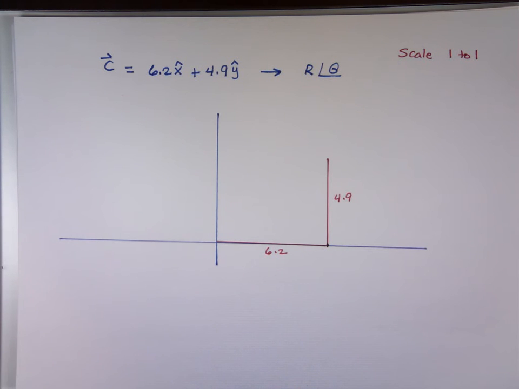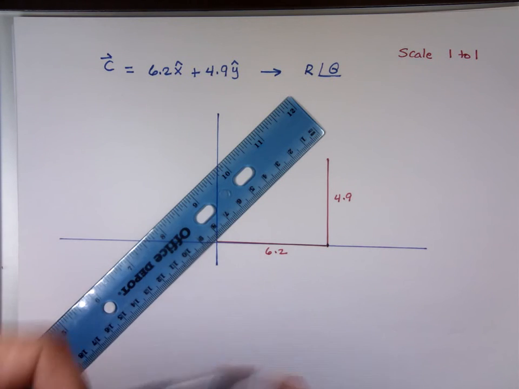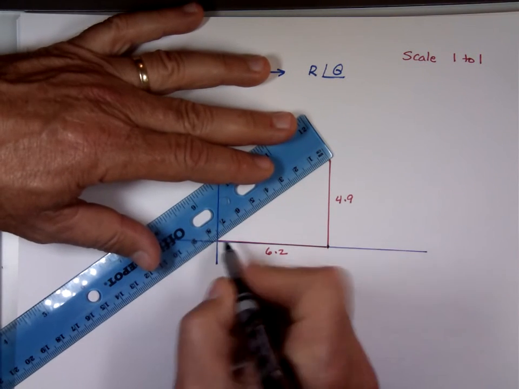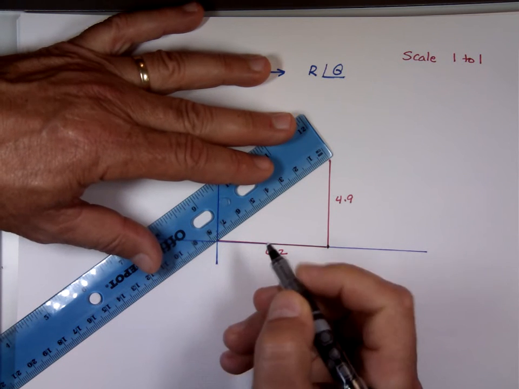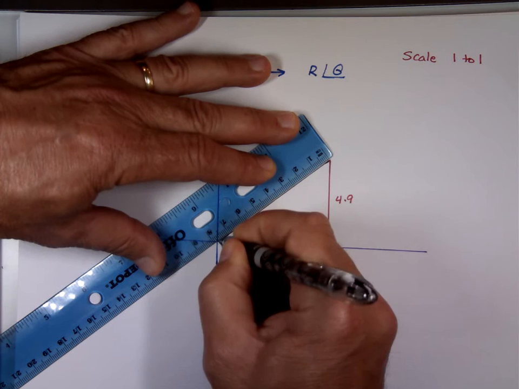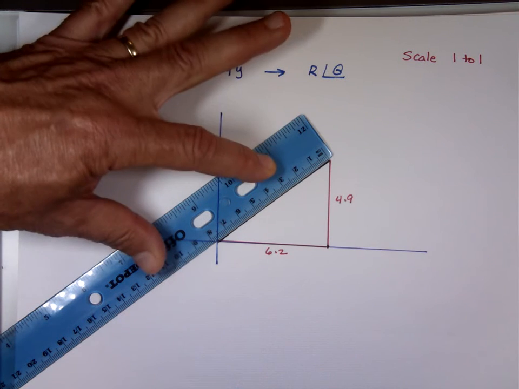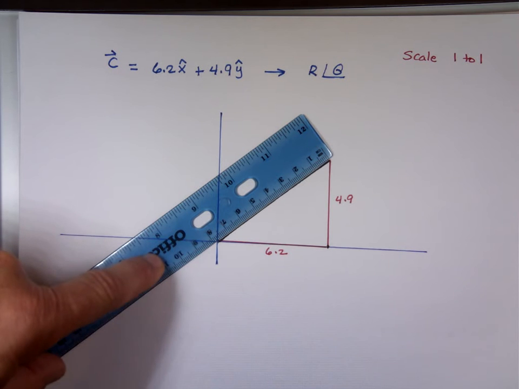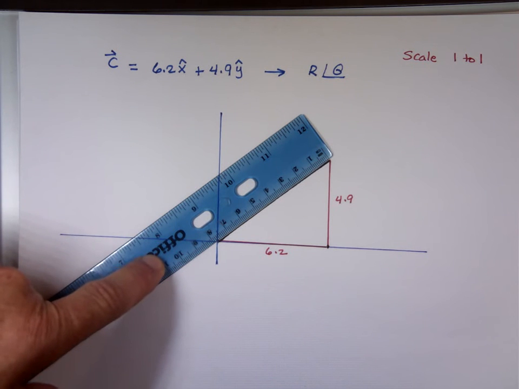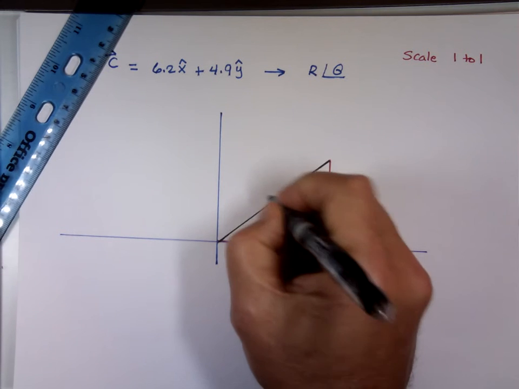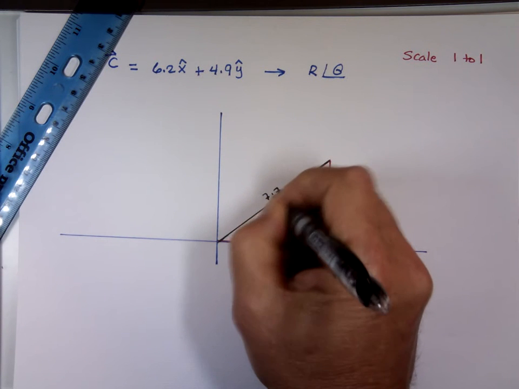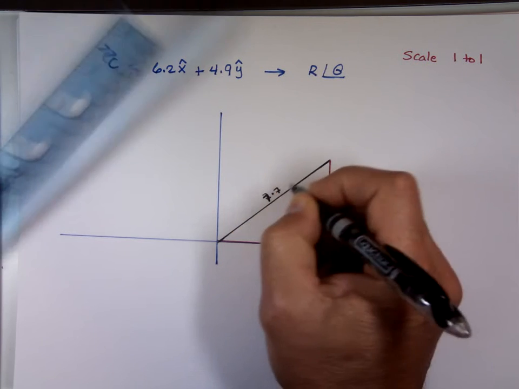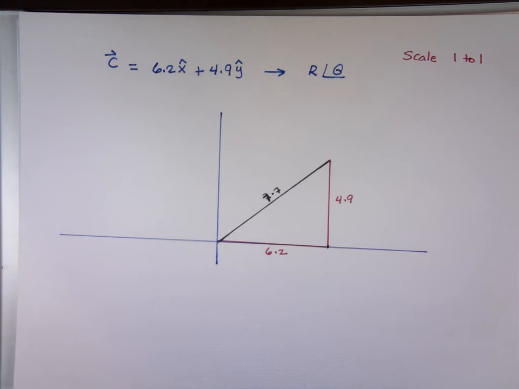So what is my answer? What's the result? The result is this vector, from the starting point to the tip of that. That's R. Can we read that value? Does it look like 7 point what? 7 or 8? It looks like almost 7.7, doesn't it? That's from the picture. And what's the angle? Well, let's measure that.